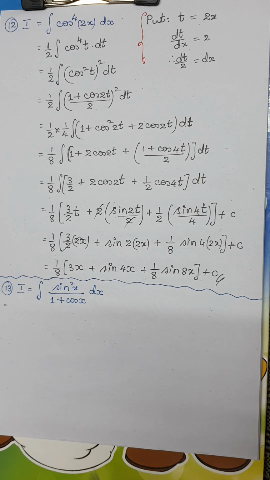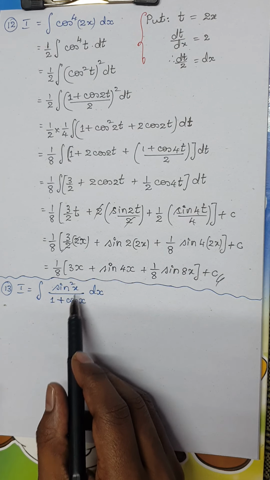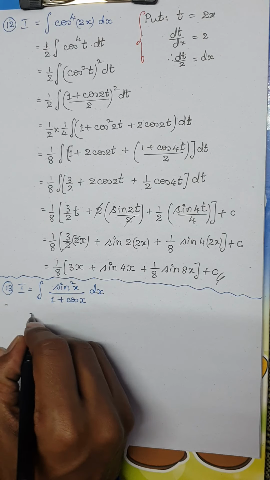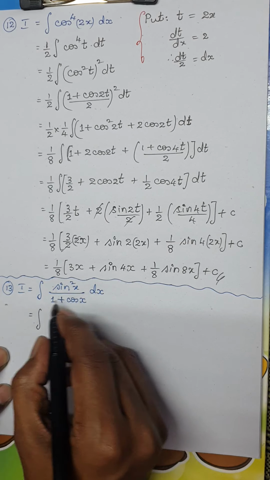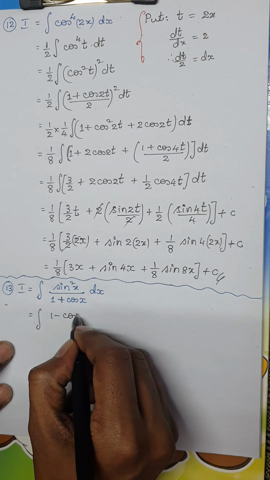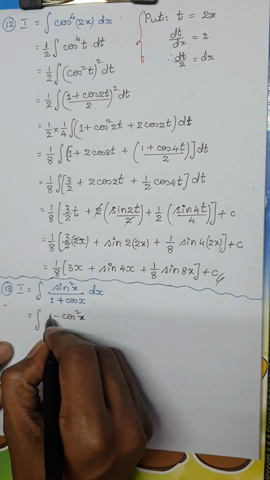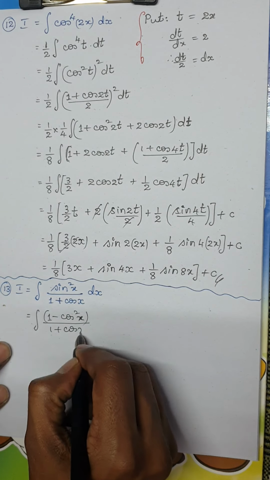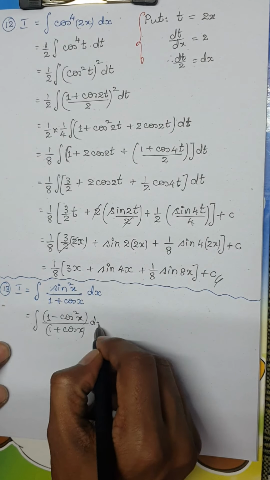The next integral I have is the integral of sine square x divided by 1 plus cos x dx. This I can write as the integral of, remember, sine square x can be written as 1 minus cos square x. Okay, so 1 minus cos square x divided by 1 plus cos x dx.